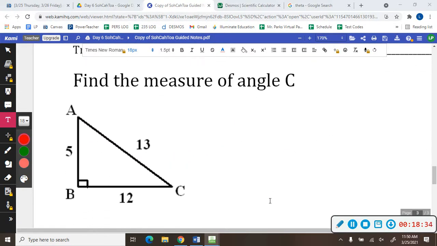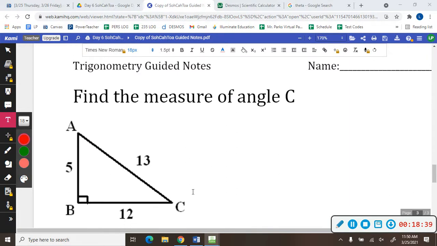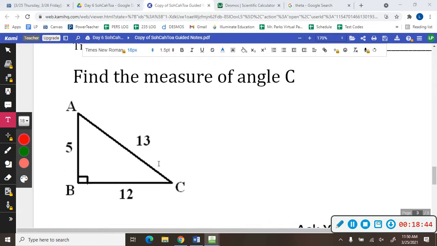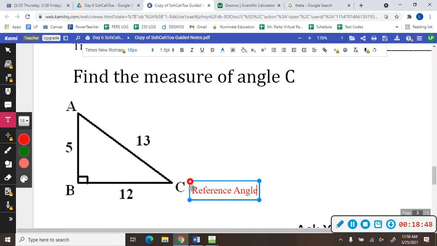But what happens when you want to find the angle? To find the angle, you're going to have to use the inverse function. And so they want us to find the measure of angle C. So this is our reference angle. This is where I'd put my theta. They tell us 3 pieces of information. I only need 2 of them. You don't plug three pieces of information into the formula, only 2 of them.